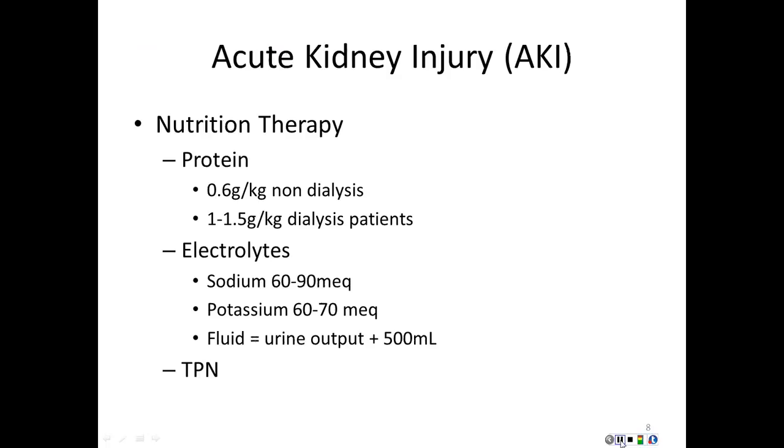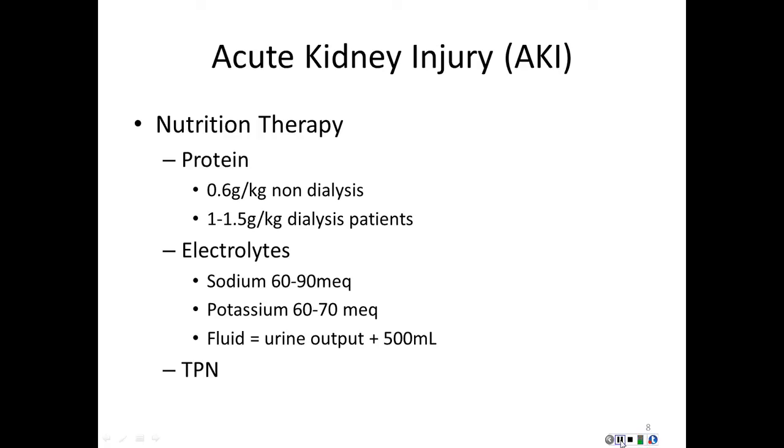Nutrition of these patients who are in acute kidney injury is going to be based on whether they have to have dialysis or not. We do want to make sure we're watching their protein in these patients. If they do not have to have dialysis, they need to be getting 0.6 grams per kilogram of protein a day. If they're on dialysis, they need more protein, 1 to 1.5 grams per kilogram per day. Sodium needed is 60 to 90 milliequivalents a day, potassium 60 to 70.